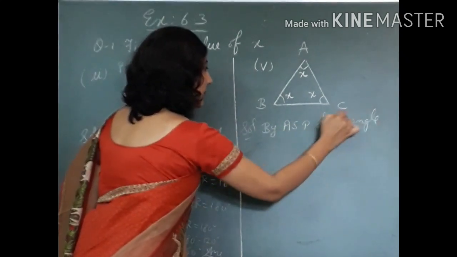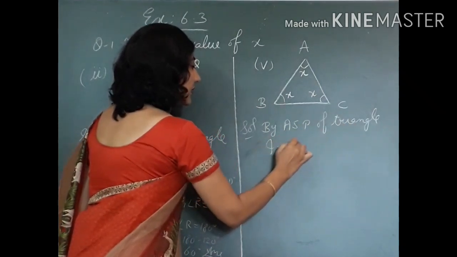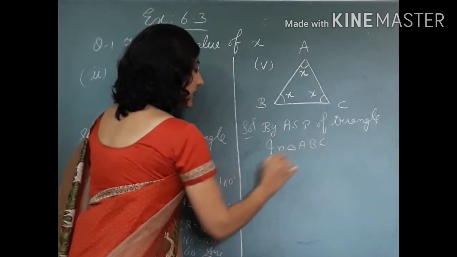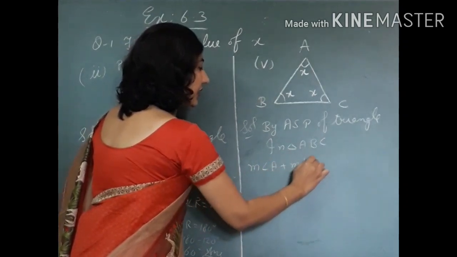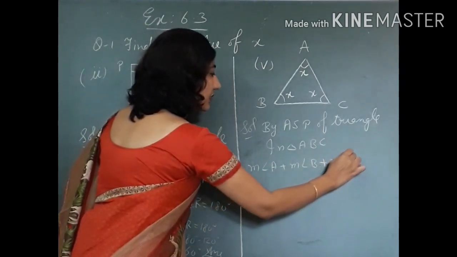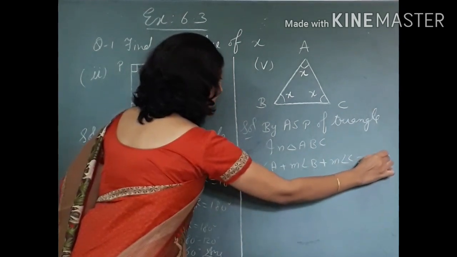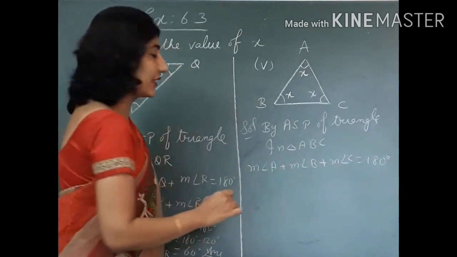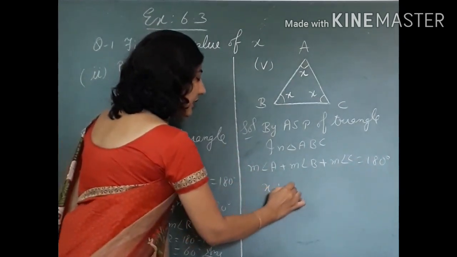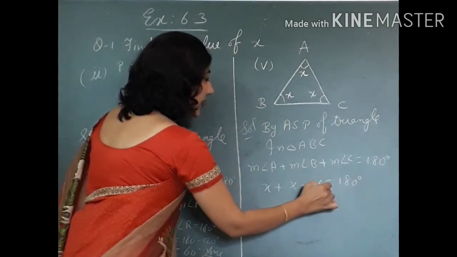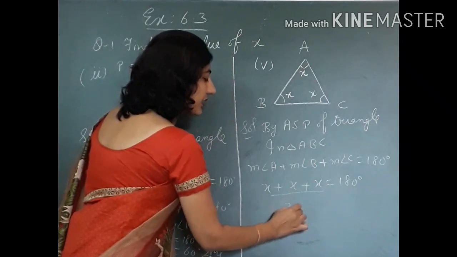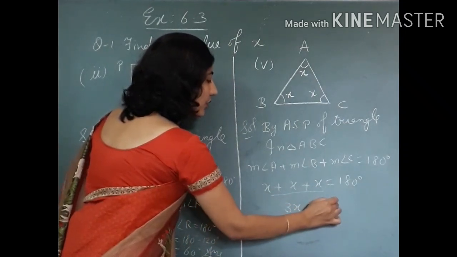In triangle ABC, measure of angle A plus measure of angle B plus measure of angle C equals 180 degrees. Now these angles are given as x, so you will write x plus x plus x equals 180 degrees. x plus x plus x will become 3x. 3x equals 180 degrees.